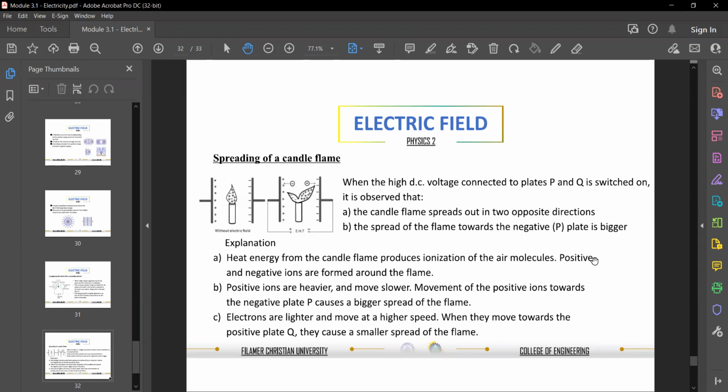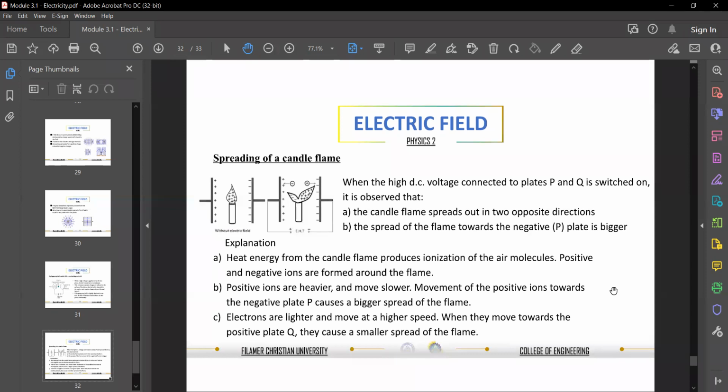So heat energy from the candle flame produces ionization of the air molecules. Positive and negative ions are formed around the flame. Positive ions are heavier and move slower, so movement of the positive ions towards the negative plate causes a bigger spread of the flame. Electrons are lighter and move at higher speed.